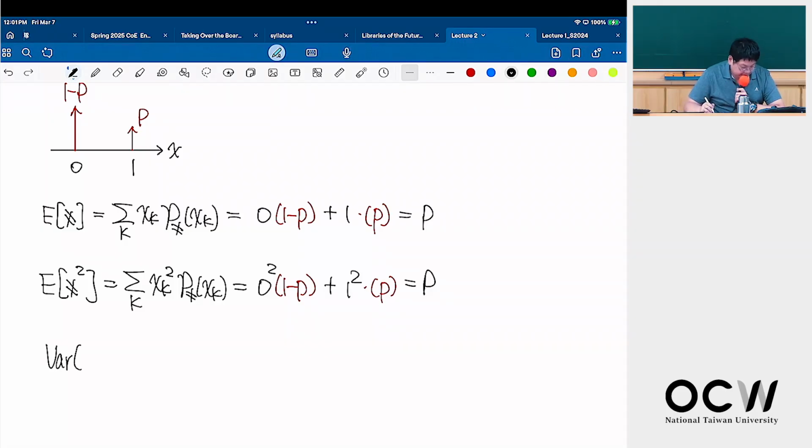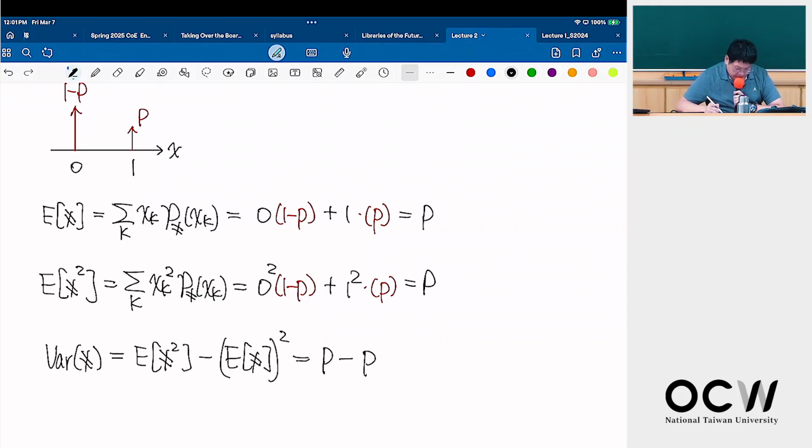Then your variance will be the second moment minus the mean squared, which is P minus P squared. You get P times 1 minus P.